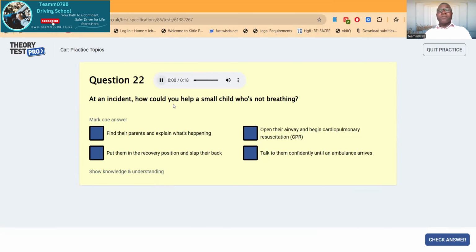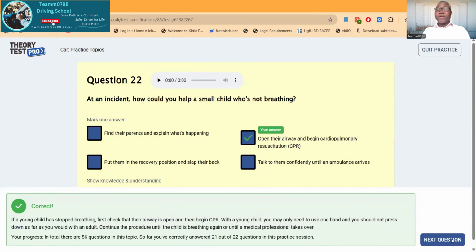At an incident, how could you help a small child who's not breathing? Find their parents and explain what's happening. Open their airway and begin cardiopulmonary resuscitation, CPR. Put them in the recovery position and slap their back. Talk to them confidently until an ambulance arrives. I've not come across this particular one before, but by the process of elimination, I'll go for open the airway and begin CPR. It's not breathing. So thinking of the question I got wrong, I think CPR will be the correct answer. Okay, that's correct.